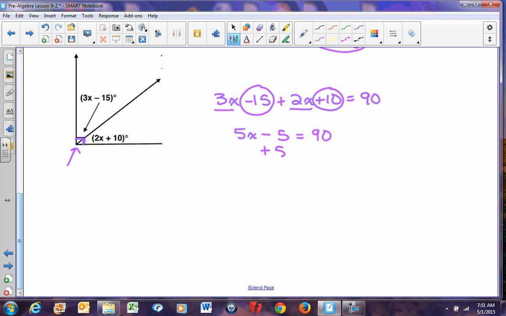Add 5. Add 5. 5x equals 95. Divide by 5. 95 divided by 5 is 19. So the value of x is 19.